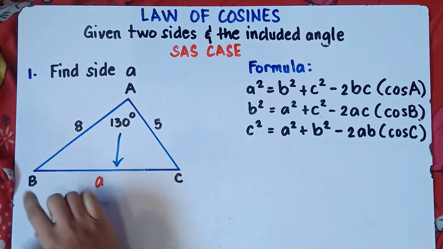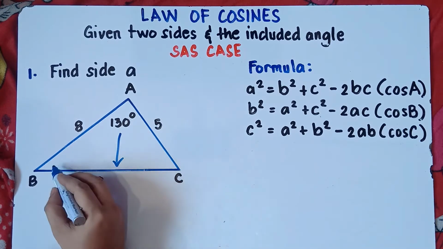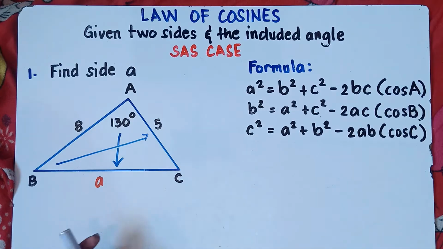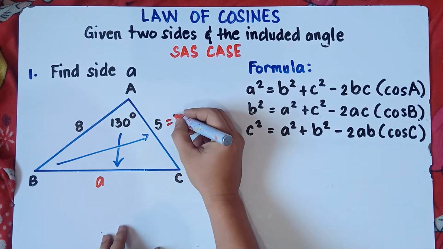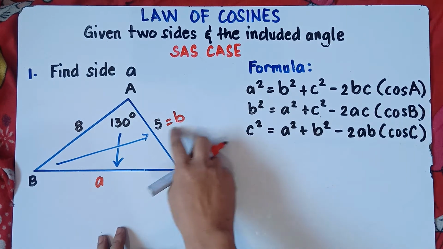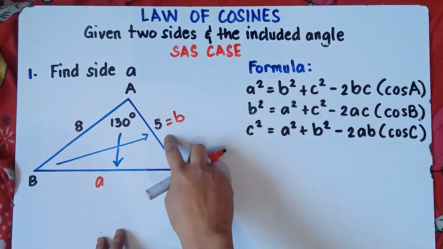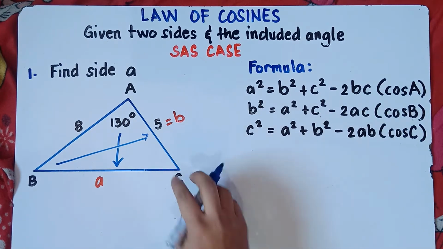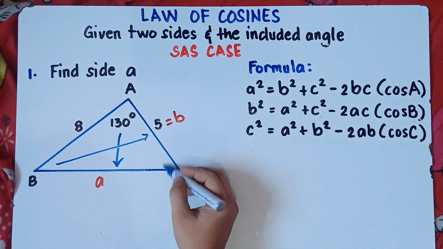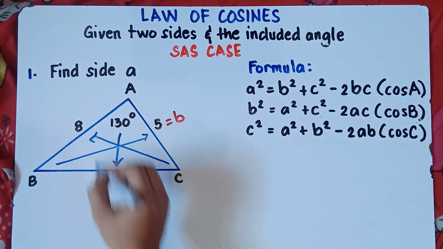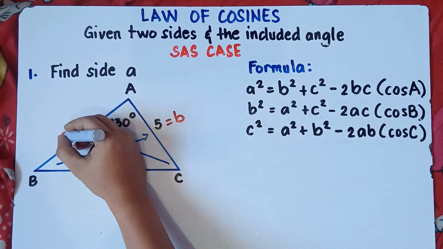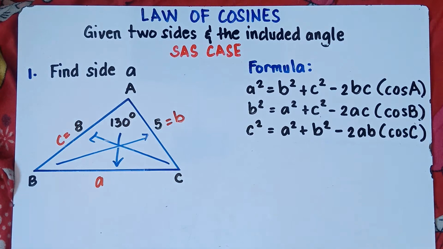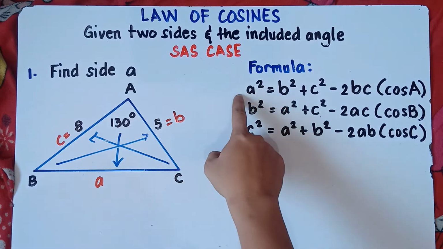Opposite of your angle B, so this is our angle B, that would be your side B. So B is equal to 5. Therefore, our side B is 5. Opposite of this angle C, that would be your side C. So C is equal to 8. We're told to find side A, so once again, we use the first formula.